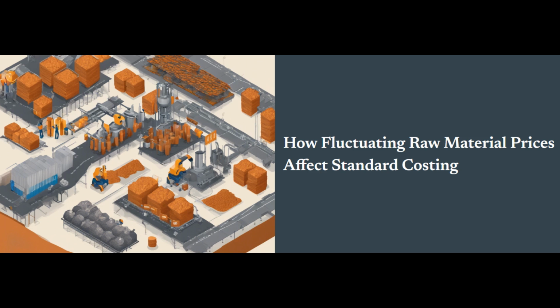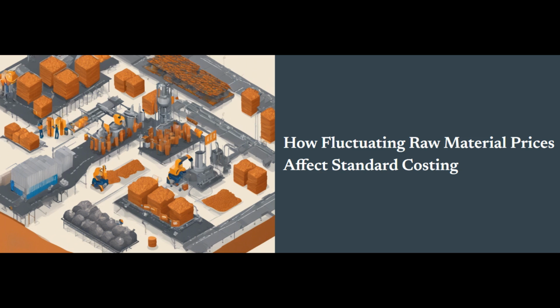Lag time in updating standards. Even if a company is able to predict future raw material prices with some accuracy, there is often a lag time between when prices change and when cost standards can be updated. This can lead to temporary variances that can distort financial reporting and decision making.